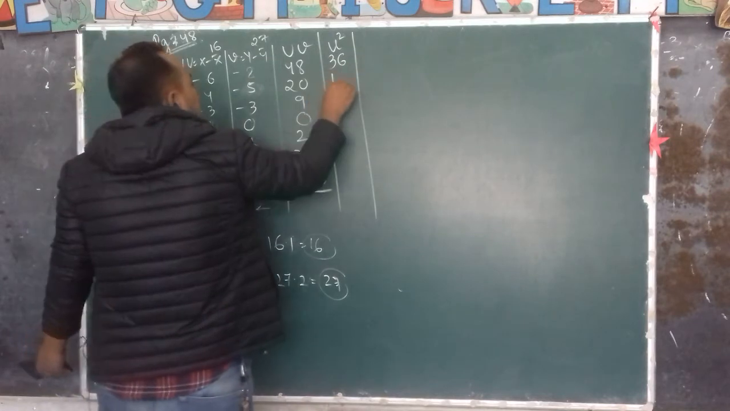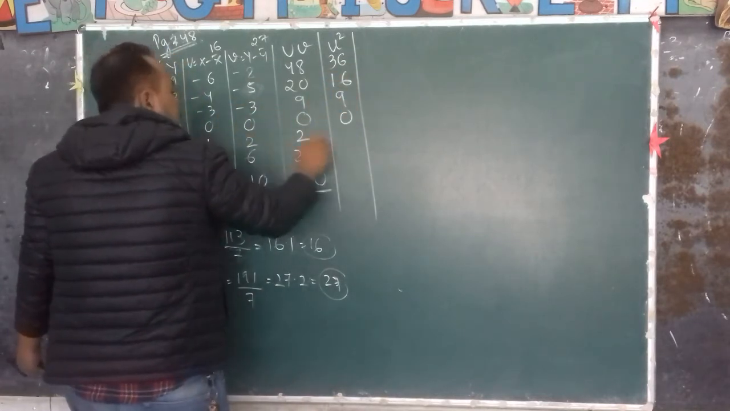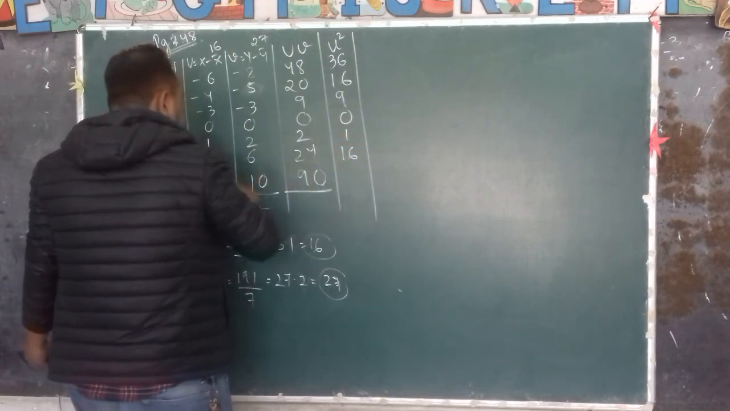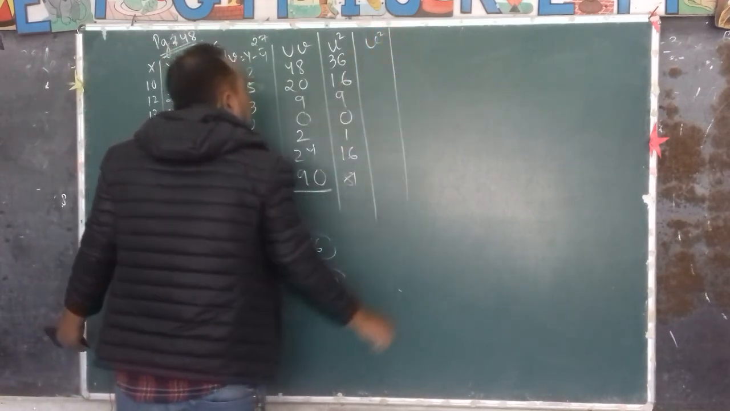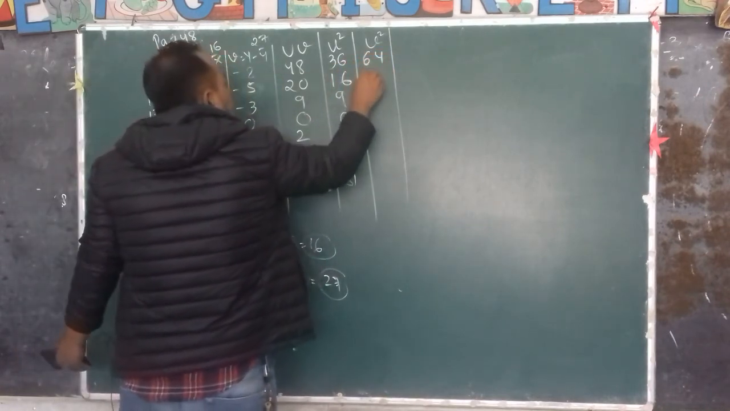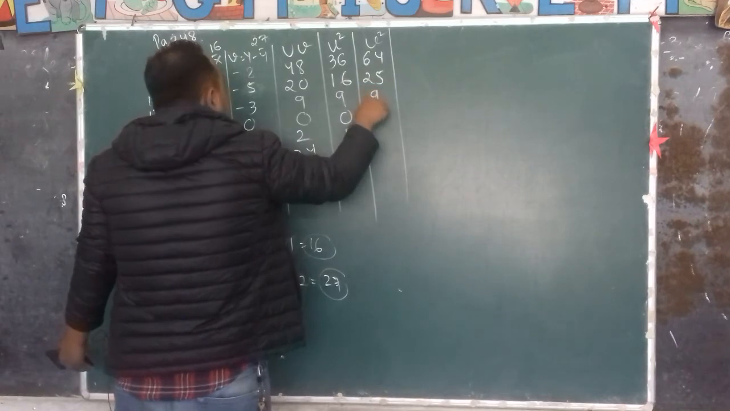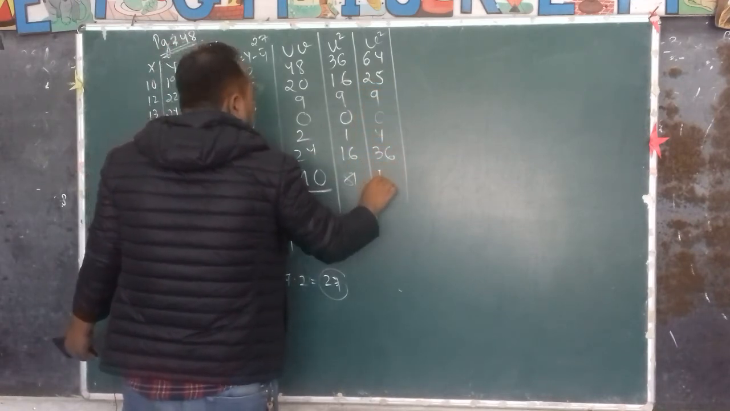4 square will give you 16, 3 square will give you 9, 0 square is 0, 1 square is 1, 4 square is 16 and 9 square is 81. And finally v square, square the column containing v: 8 square is 64, 5 square is 25, 3 square is 9, 0, 4, 36 and 100.